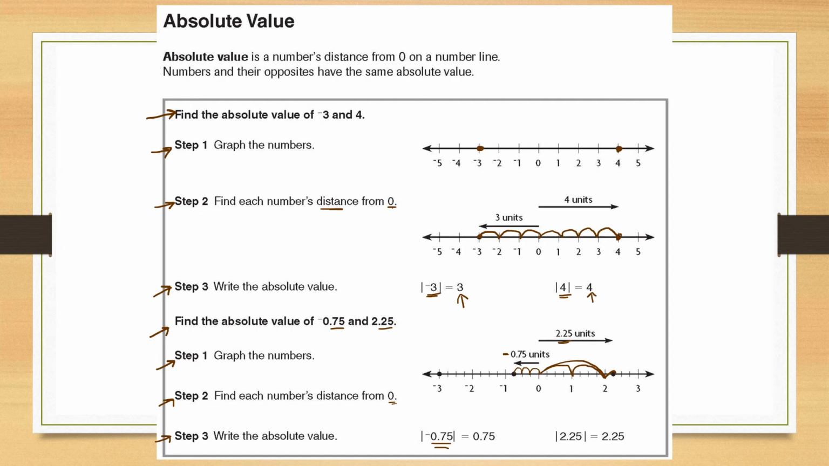-75 hundredths has an absolute value of 75 hundredths because it is 75 hundredths of a unit away from 0. The absolute value of 2 and 25 hundredths is 2 and 25 hundredths because it is 2 and 25 hundredths of a unit away from 0.